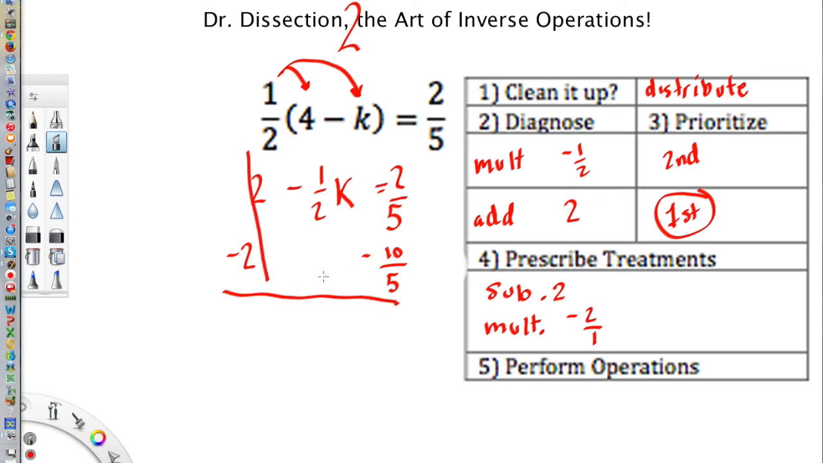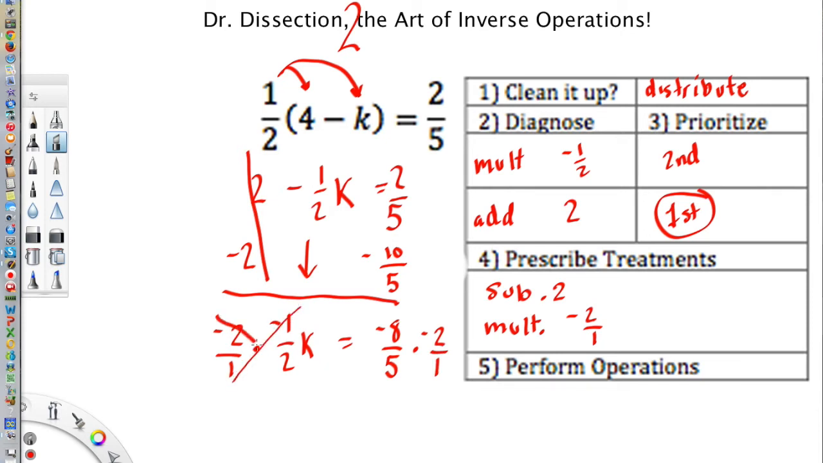First of all, the 2's cancel out over here. I bring down my negative 1/2 k, which is equal to, if I take 10 fifths away from 2 fifths, I'm left with a negative 8 fifths. Okay, now I need to multiply by the reciprocal of negative 1/2, which is a negative 2 over 1. So I multiply this by a negative 2 over 1, and I do the same thing over here, multiply it by negative 2 over 1.